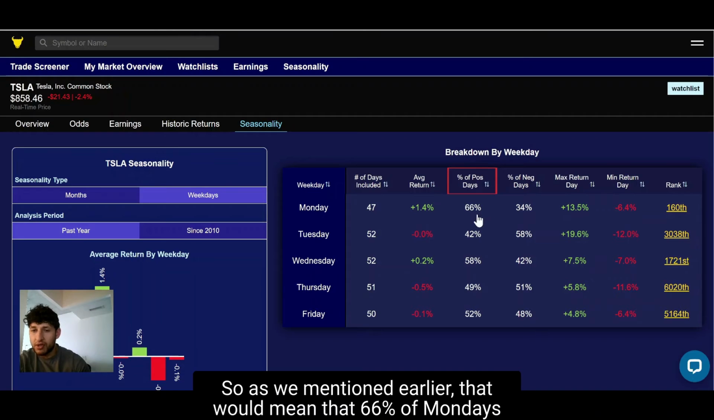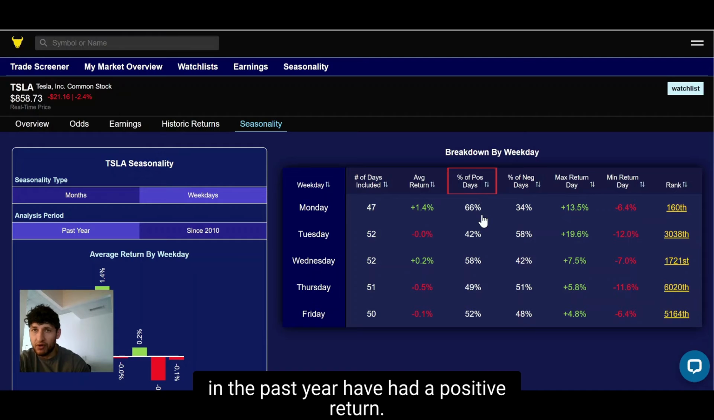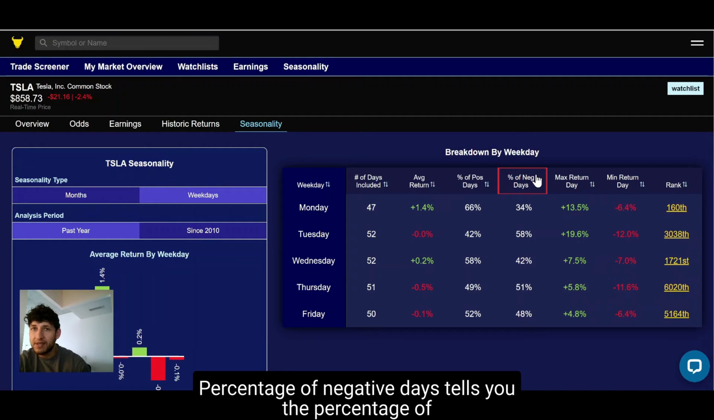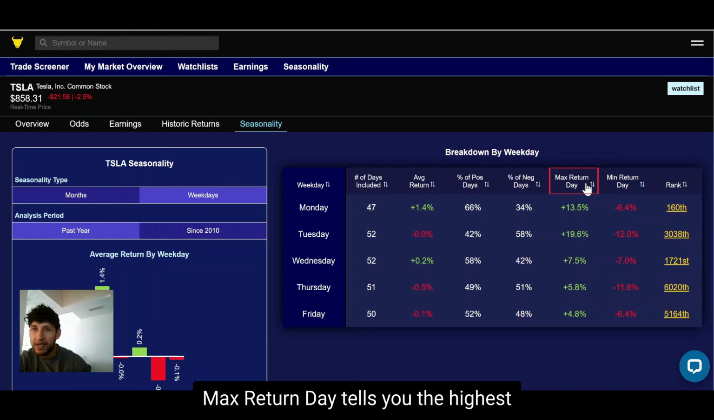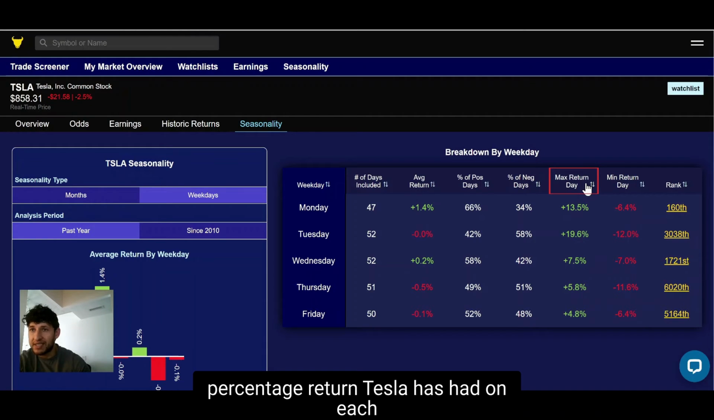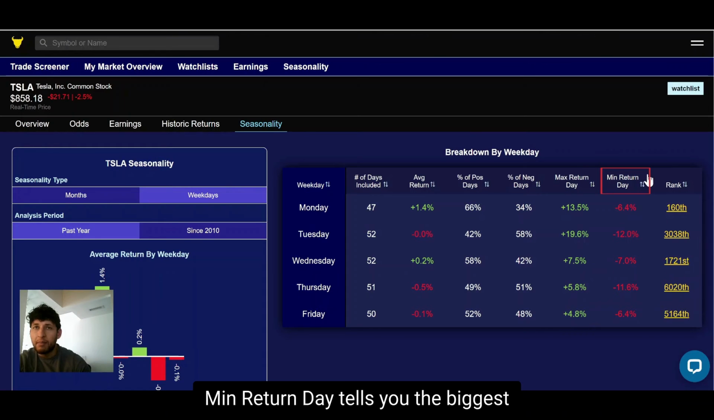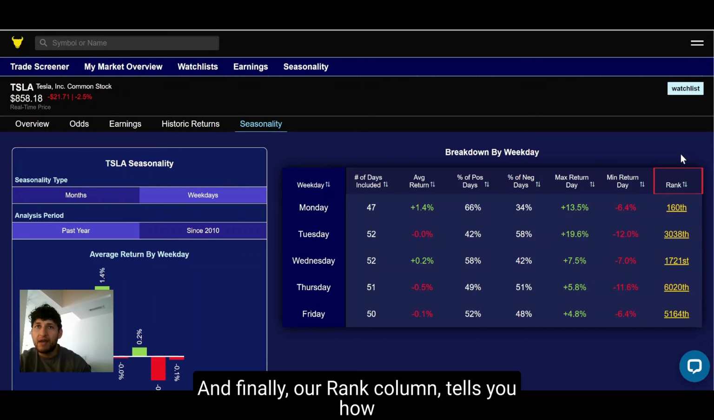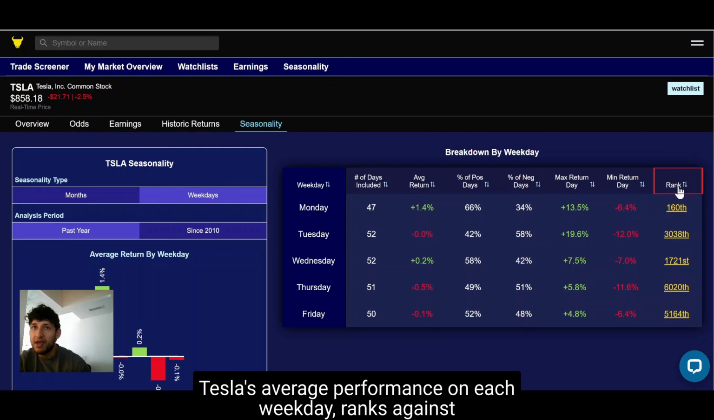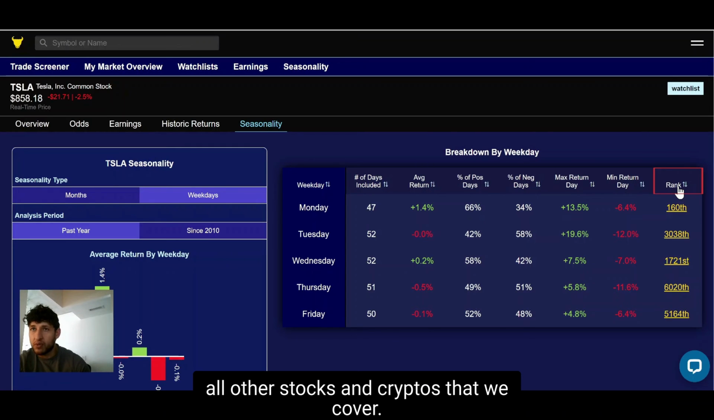So as we mentioned earlier, that would mean that 66% of Mondays in the past year have had a positive return. Percentage of negative days tells you the percentage of time that each weekday has had a negative return. Max return day tells you the highest percentage return Tesla has had on each of the weekdays during the period analyzed. Min return day tells you the biggest percentage loss that Tesla has had on each weekday during the period analyzed. And finally, our rank column tells you how Tesla's average performance on each weekday ranks against all other stocks and cryptos that we cover.